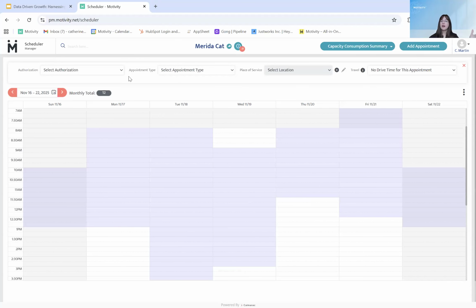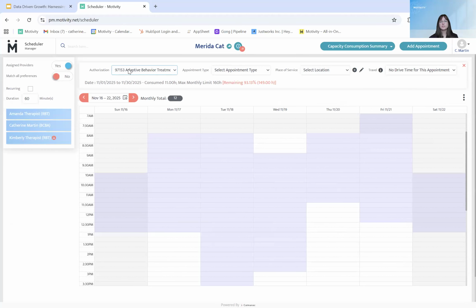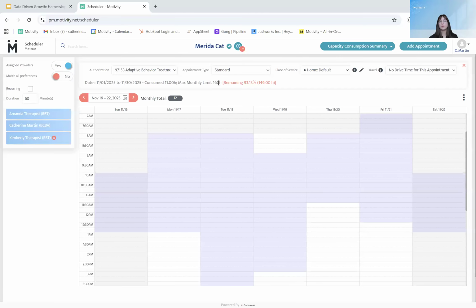So because of this data I've seen on my dashboard, I can now come in and make a decision that I want to utilize this authorization more effectively. So I'm going to select the authorization I want to schedule for, select the location I'm scheduling for. Now, our smart scheduling tools are going to help guide you on how much of an authorization has been consumed across this week, as well as what's remaining to make sure we're never over scheduling. On the left side, it's also showing me compliant providers. I can also see a non-compliant provider, but that is somebody who's previously worked with her.